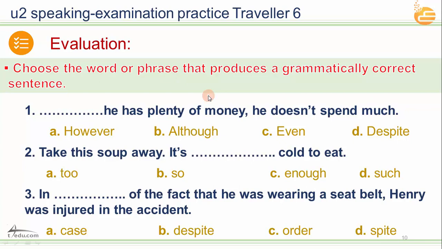Choose the word or phrase that produces a grammatically correct sentence. So now let's play with the vocabulary. Now we have a multiple choice question. We have A, B, C, D, and one fits in the space according to the meaning. So let's go. One: "______ he has plenty of money, he doesn't spend much." However, although, even, or despite? One is correct. This is about meaning and grammar at the same time.